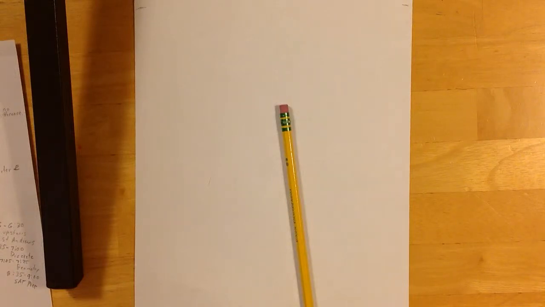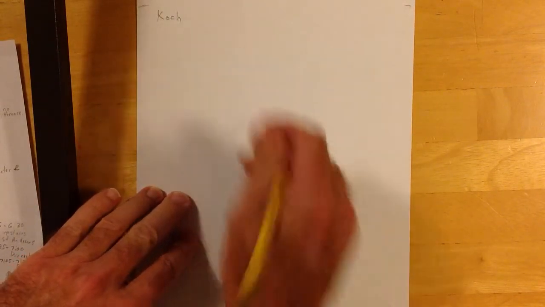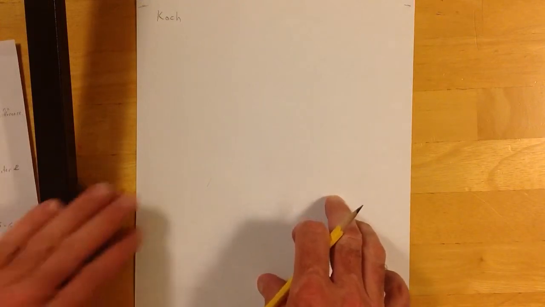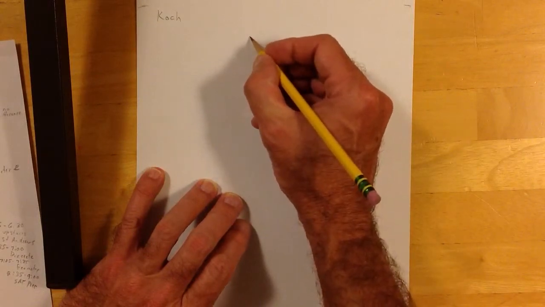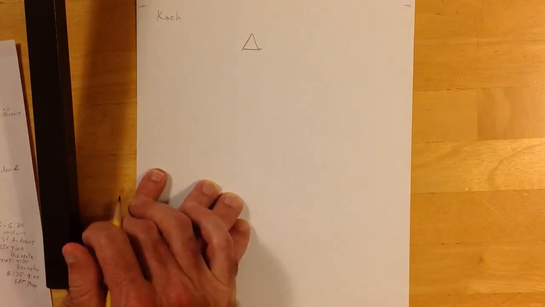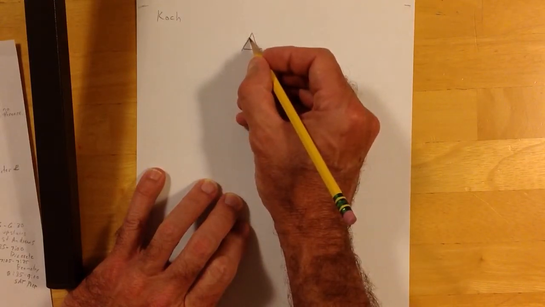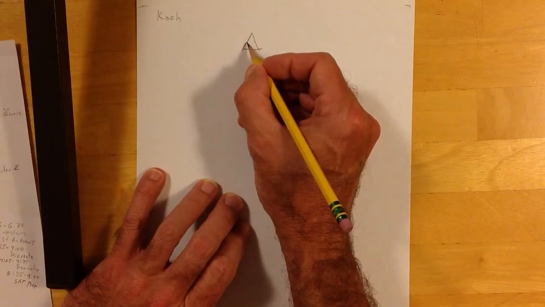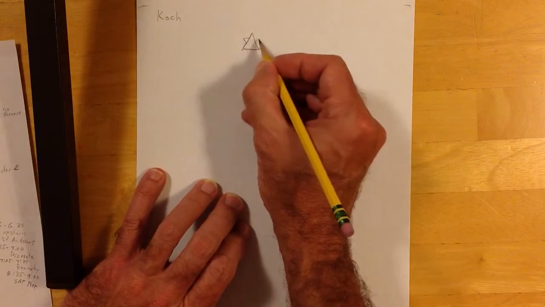Hello. Today I would like to talk to you about the Koch snowflake. So with this, we start out with the seed, which is an equilateral triangle. And then onto the seed, the first iteration is we're going to take each flat surface and add an equilateral triangle.